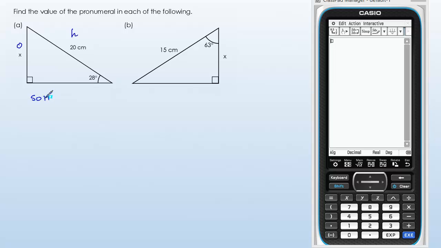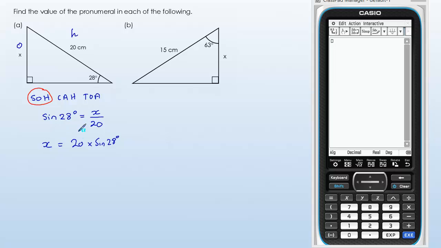Start with the mnemonic. So, SOH CAH TOA. Because we have opposite and hypotenuse, that tells us that we should be using this one. Then go from the definition. The sine of the angle, which in this case is 28 degrees, is equal to the opposite, which is x, divided by the hypotenuse, which is 20. To get x on its own, multiply both sides by 20, and then the 20 here cancels, and we get 20 multiplied by sine 28 degrees.